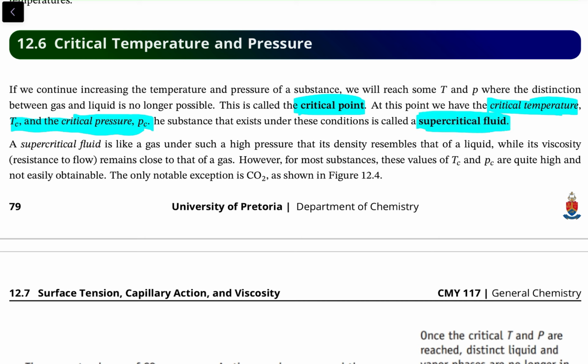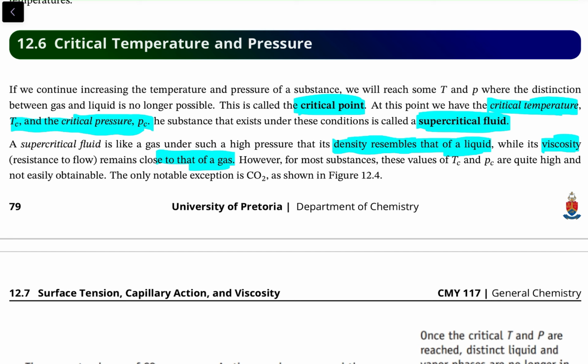Now, what on earth is that? Well, that is something that kind of behaves like a gas and a liquid. The reason is it has the density that resembles that of a liquid, while it has the viscosity of a gas. Like I said, it has the properties of both a liquid and a gas.